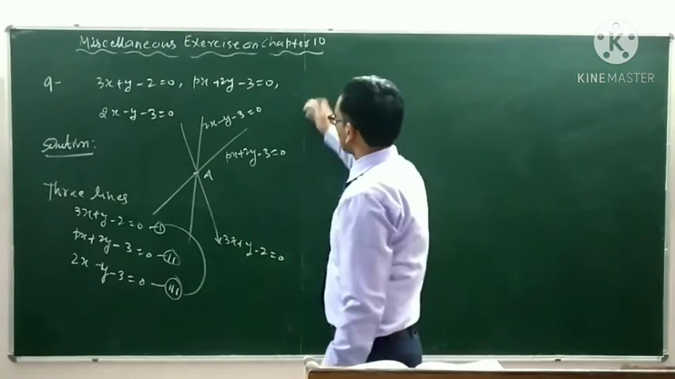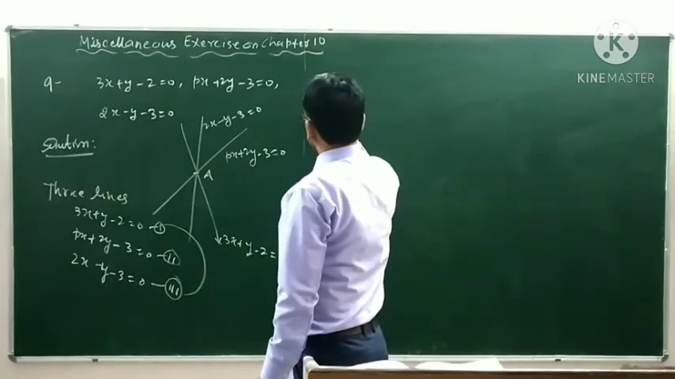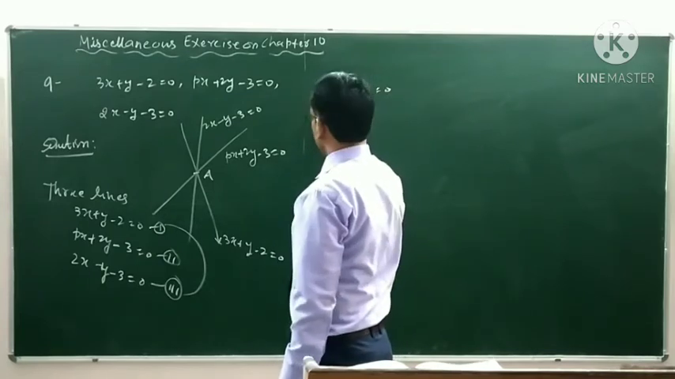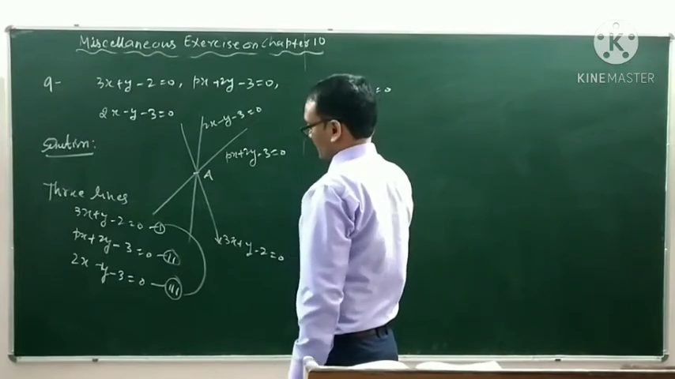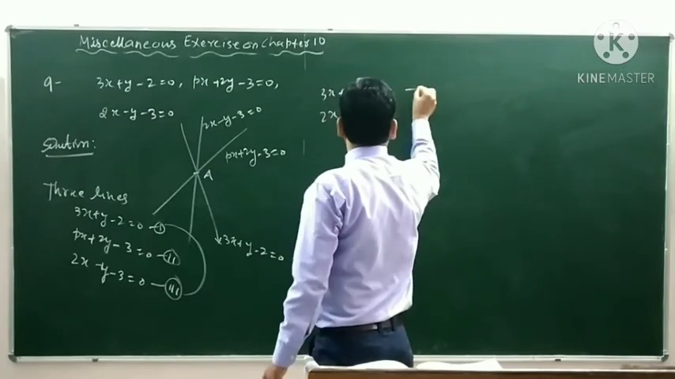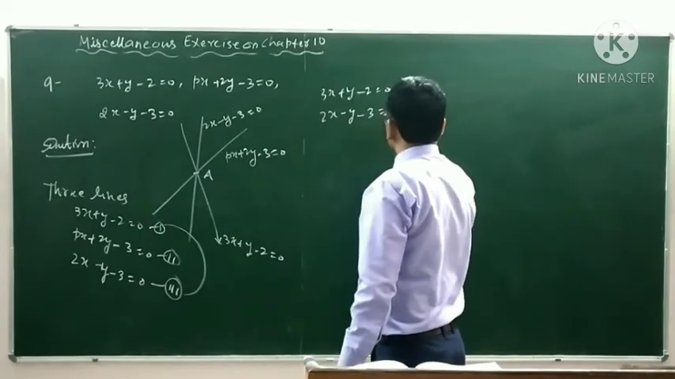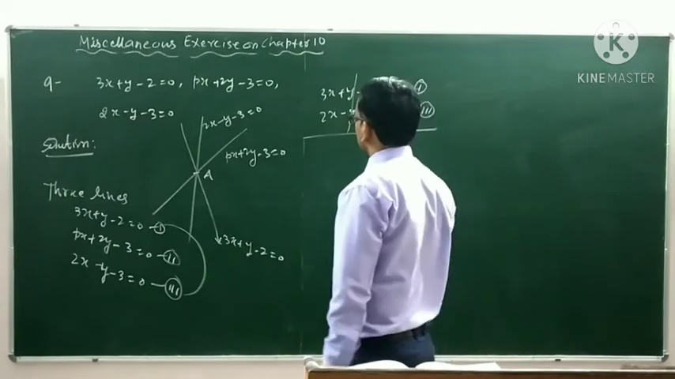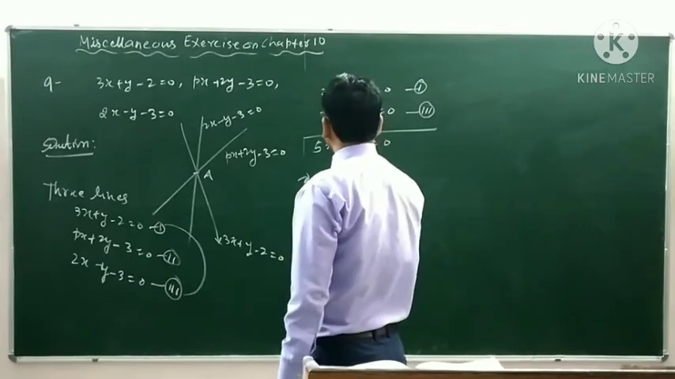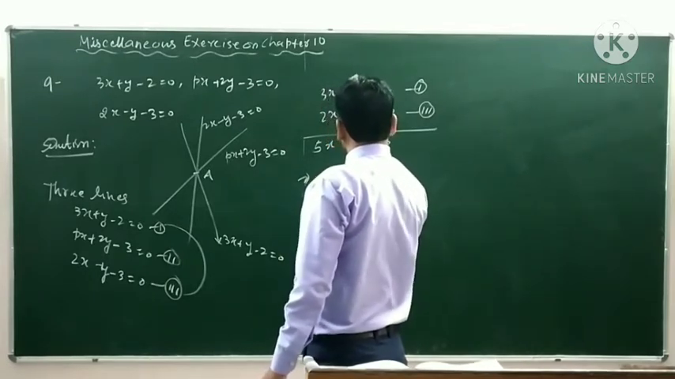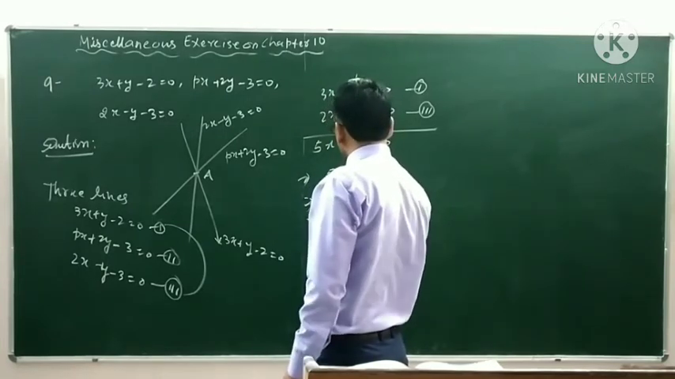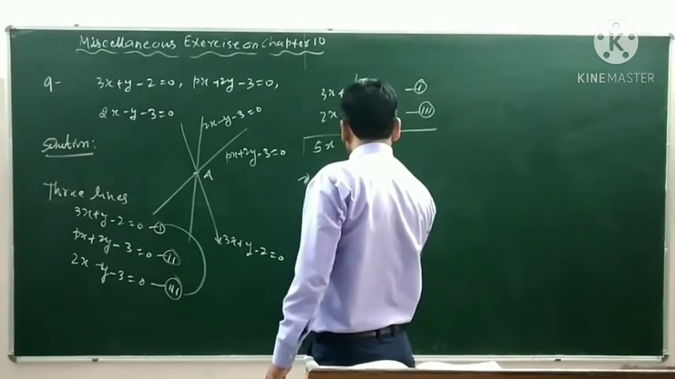Okay students, 3x plus y minus 2 equal to 0 and 2x minus y minus 3 equal to 0. We can solve these two equations, equation number 1 and equation number 3. Here y will be cancelled. 5x minus 5 is equal to 0. This implies that 5x equal to 5. This implies that x equal to 5 upon 5. This implies that x equal to 1.